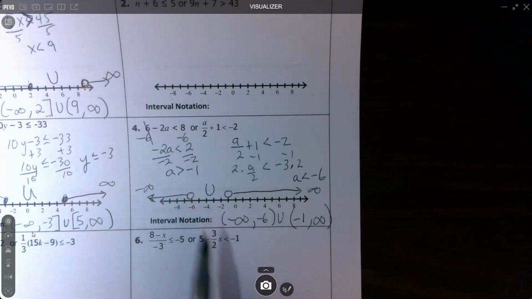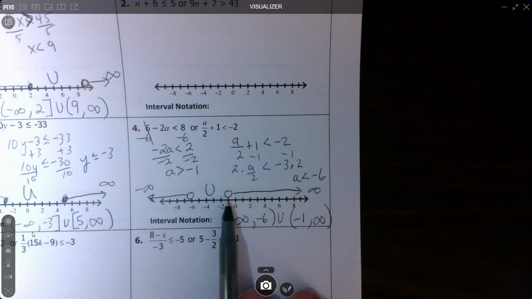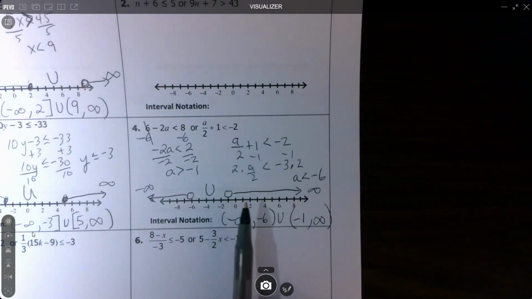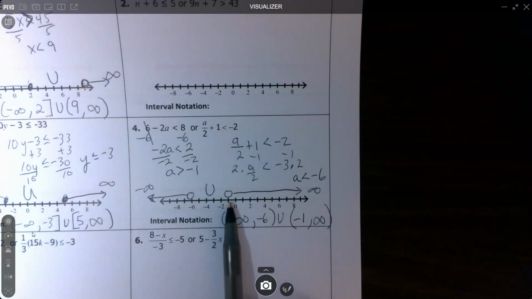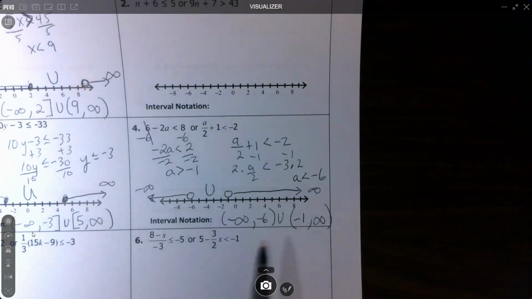Now again, remember, for mathematicians, this means that I can go all the way up to negative 6, but I can't include negative 6. So in this case, this would be like negative 6.00000001. I can go right up to negative 6, but I can't step on negative 6. For example, this one would be negative 0.999999999. As long as I don't step on that negative 1, I am good to go. That's why you do open dots, because you can approach that number, you just can't actually land on it.